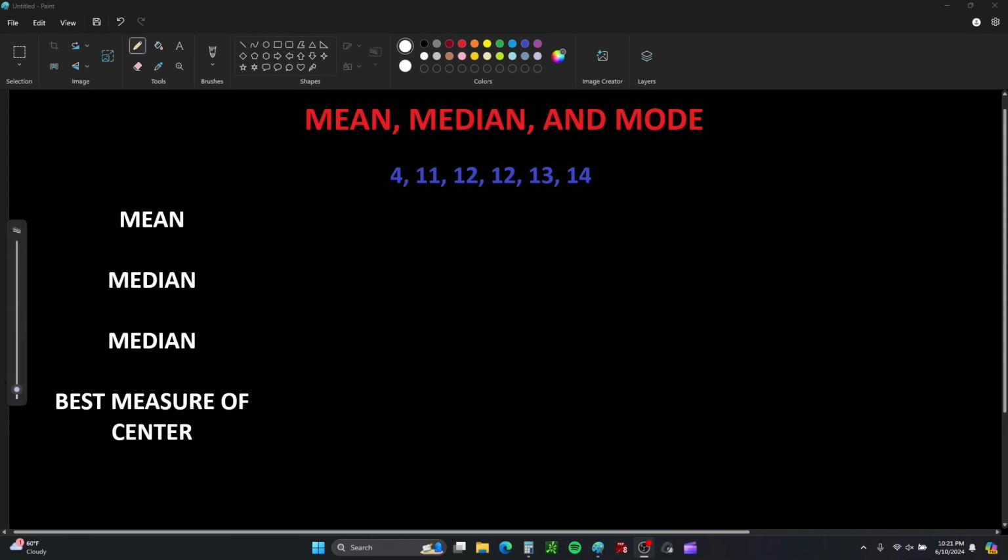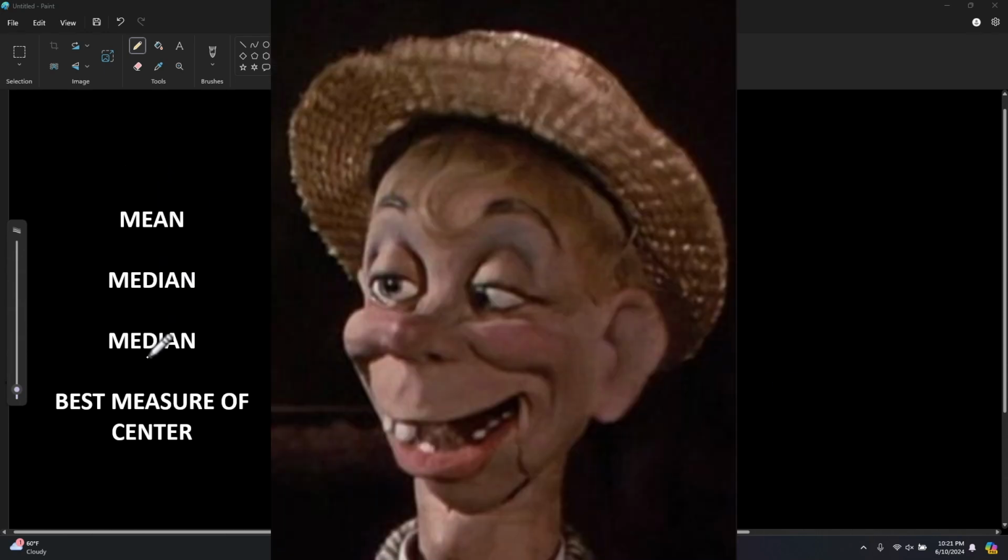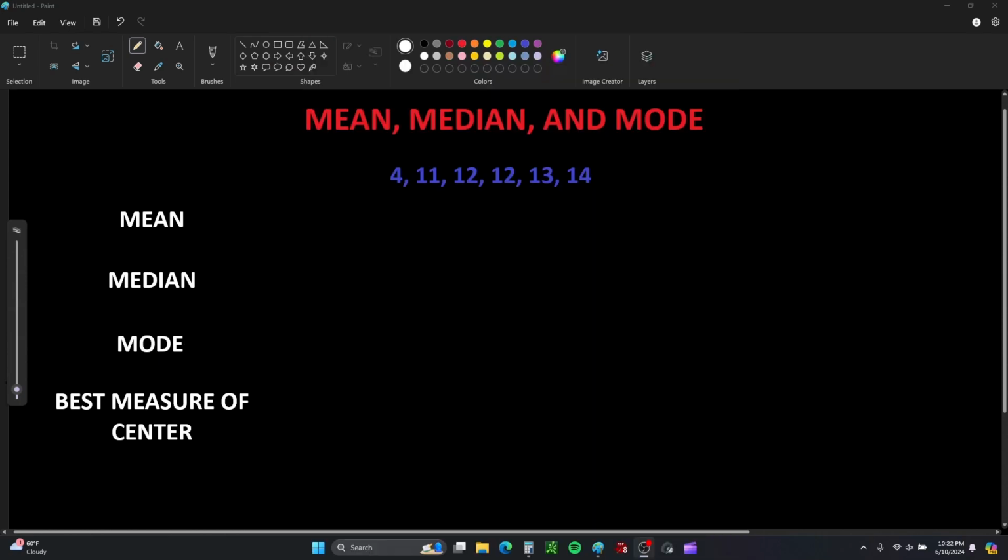Okay, let's try this number set. We're going to find the mean, median, and mode, and calculate the best measure of center. So first I add them up. They add up to 66. And then I divide by 6 to get the average, or the mean. And it's 11, so the mean is 11.